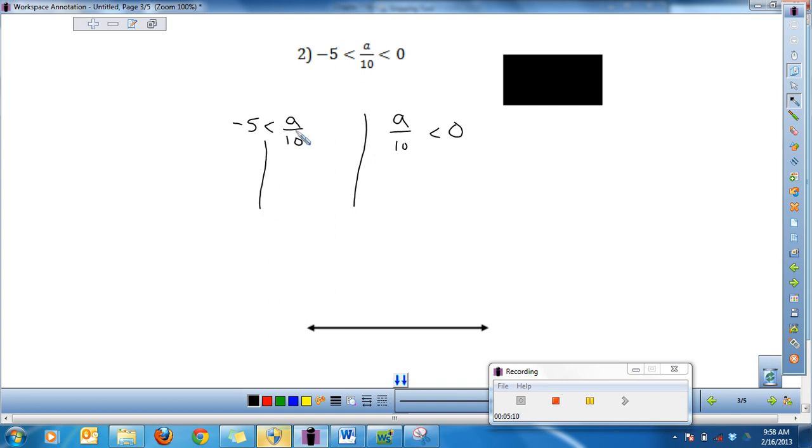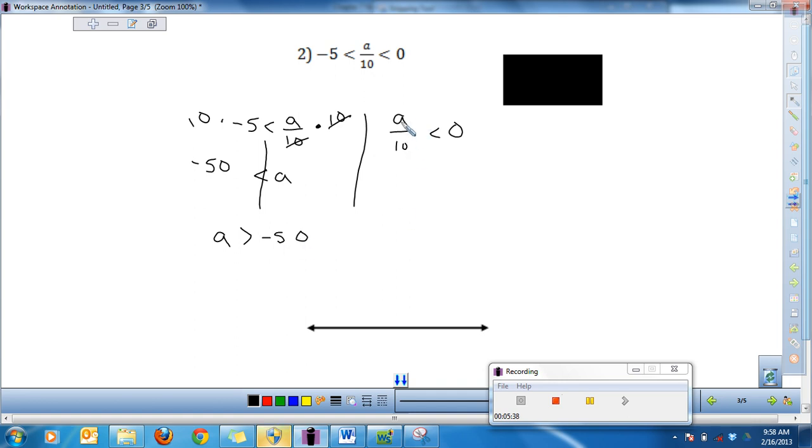So, how do I get a alone? Well, a is being divided by 10. How do I undo that? I'm going to multiply both sides by 10. 10 times negative 5 is negative 50. I did not multiply by a negative, so I'm going to keep my sign the same. These 10's cancel out, and I'm left with negative 50 is less than a. In order to make it easier to graph, I'm going to rewrite it with the a on the left. So that's going to be a is greater than negative 50.